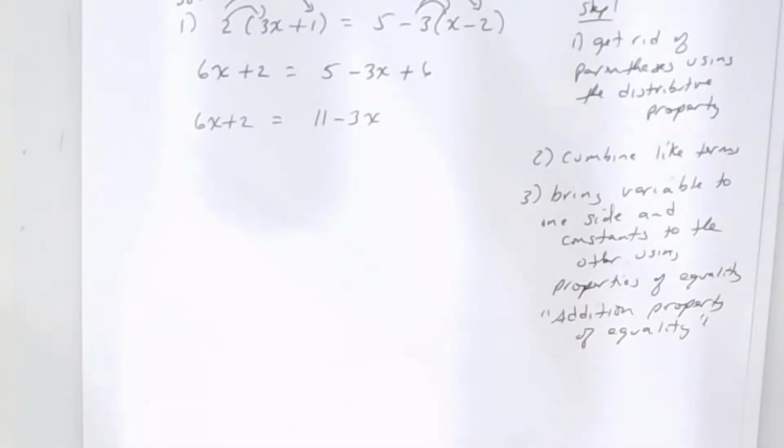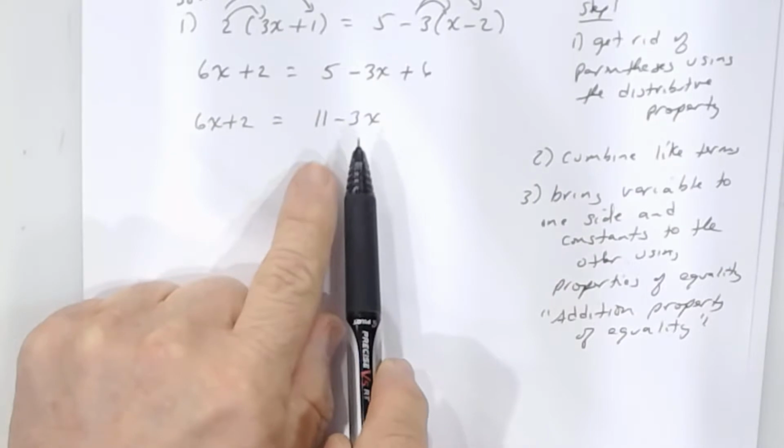Recall that the addition property of equality just means that what you add to one side, you add to the other. Same thing for subtraction: subtract 5 from one side, you subtract 5 from the other. It keeps the equation balanced. Let's bring the variables to the left-hand side. It does not matter whether you start with the variables or the constants, so let's start with the variable. On this side, which term has the variable in it?